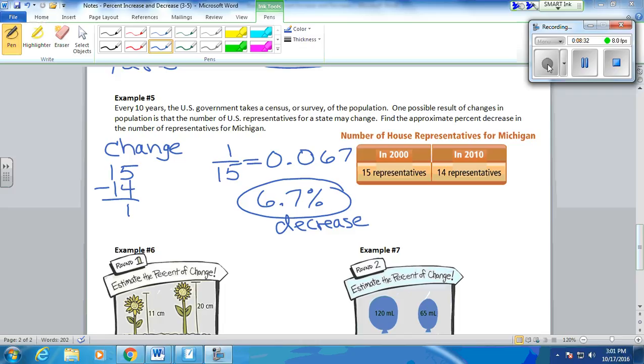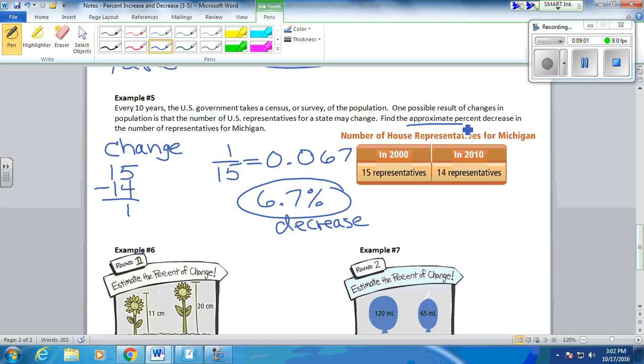I don't know if this is a true fact or not, but just to show you that if in 2000 there were 15 representatives in Michigan, in 2010 now there's only 14 representatives, obviously that is a decrease. So the approximate decrease, which we're asking you right here, would be 6 7/10%. If you happen to say 7% because you're rounding to the nearest whole percent, I don't think that there would be anything wrong with that because, again, they didn't specify.